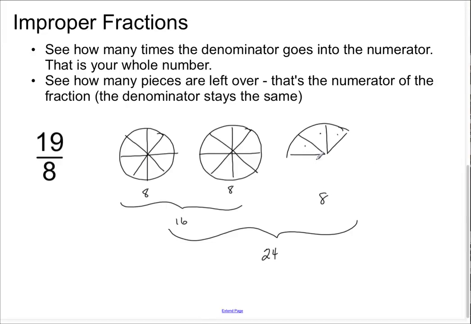Now, that gives us, this is now our mixed number. We've got 2 wholes and 3 eighths left over. And so that's how you change it into a mixed number. So give it a shot yourself. You got some work to do.